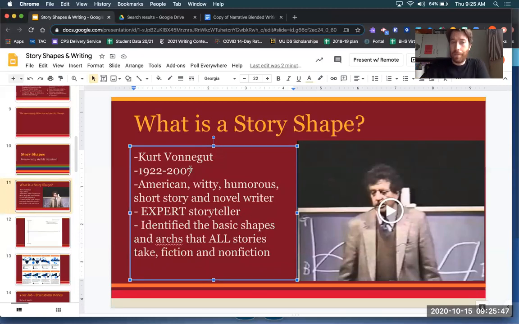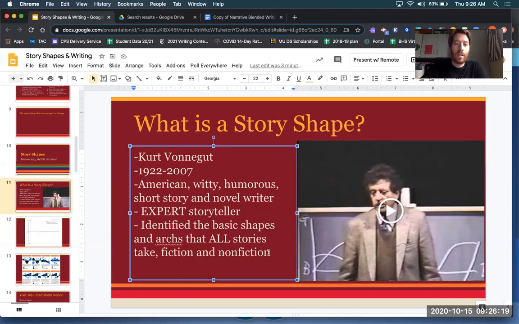He lived from 1922 to 2007. He's the author of short stories, of novels, of articles, of opinion pieces. He's very prolific and well respected. One of the things you need to know is that he's a witty guy, he's humorous, and his writing style takes really complex stories but makes them simple and digestible. And I think one of the ways he does that is because he's so good at shaping his stories.